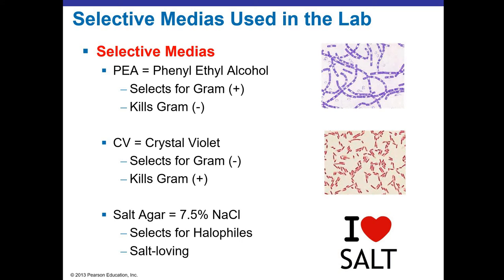So some of the common selective medias that we use in the lab are things like PEA. PEA is phenylethyl alcohol agar, and this one selects for gram-positive organisms. So things like Bacillus, Staphylococcus, Streptococcus, but it's going to kill gram-negative organisms, things like E. coli, Enterobacter, Salmonella, Shigella.